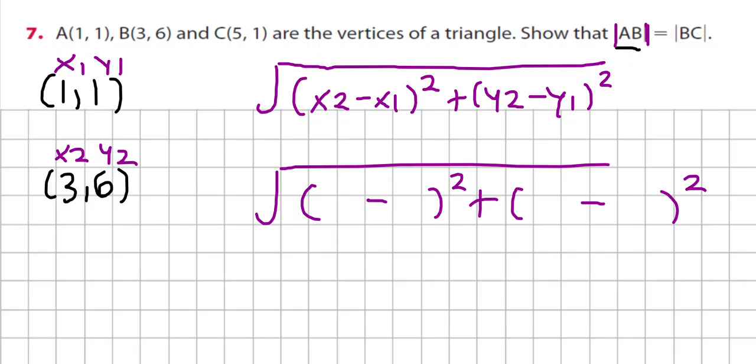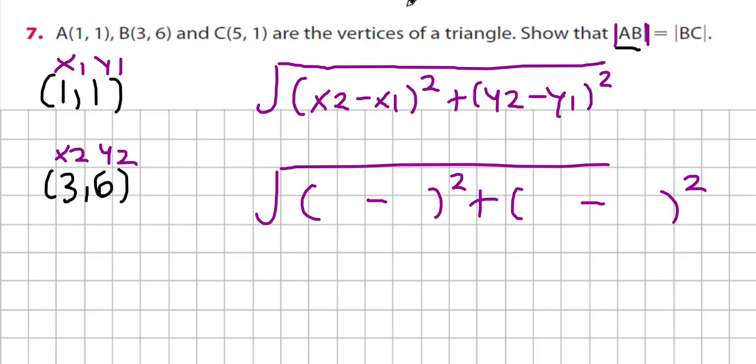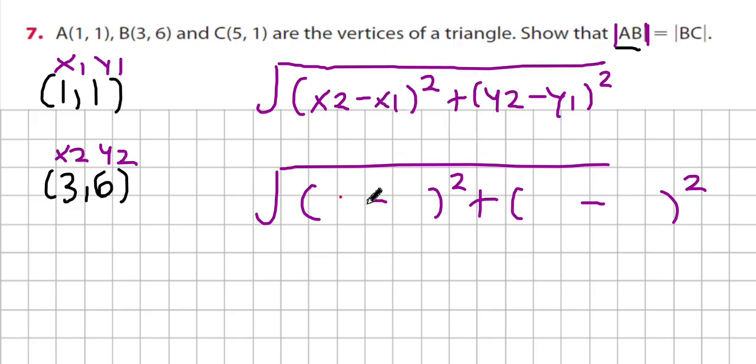I'm hoping most of us entered something like this. Alright, I had to keep writing in purple apparently. So what we're going to do is the following. We're going to do 3 take away 1 squared, and then 6 take away 1. And what do you guess the answer is?